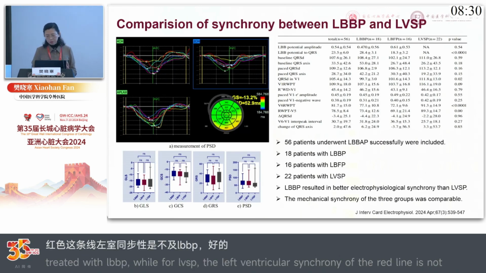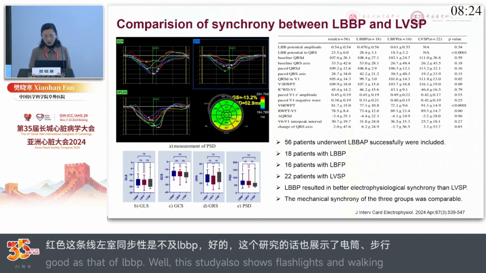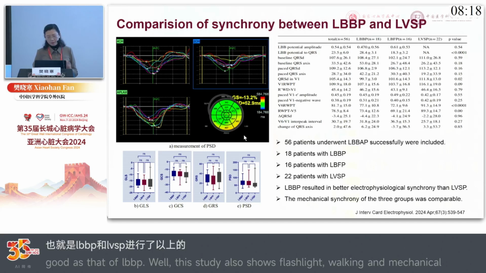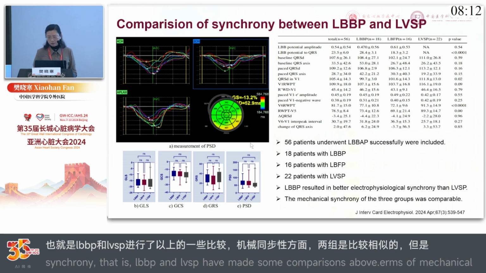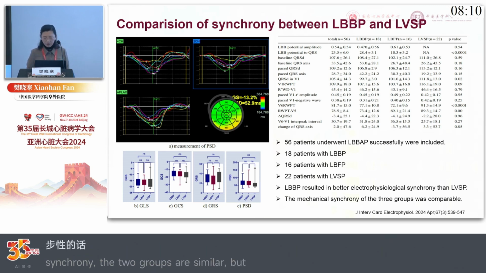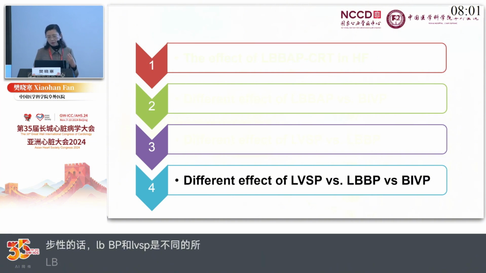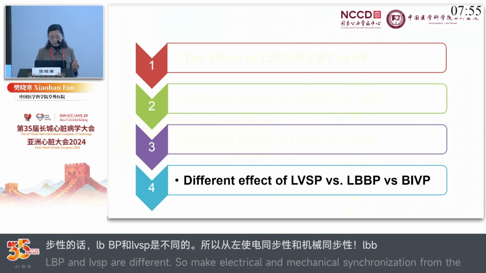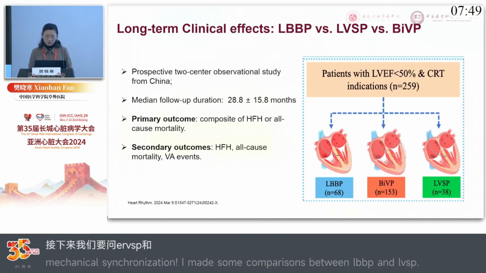This study also showed the electrical synchrony and mechanical synchrony between LBBP and LVSP. It seemed the mechanical synchrony is similar between the two groups, but the electrical synchrony is different between LVSP and LBBP. This is just the electrical and mechanical LV synchrony between LVSP and LBBP. How about the effect of LVSP and LBBP on the clinical results?